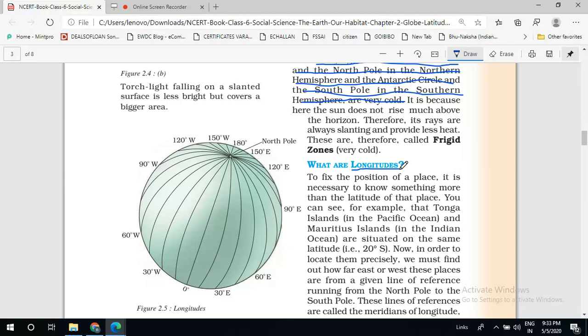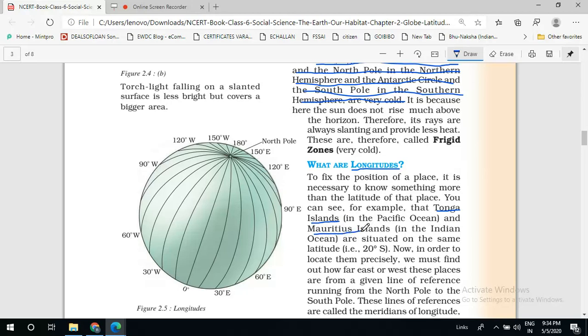Suppose you can see how, if we only know the latitude of any place, we will not be able to locate that place exactly on the earth's surface. How does the problem arise? What is the problem in that? You can see here there is Tonga Island in the Pacific Ocean. We are talking about two islands. One island is Tonga Island, and the other island is Mauritius.